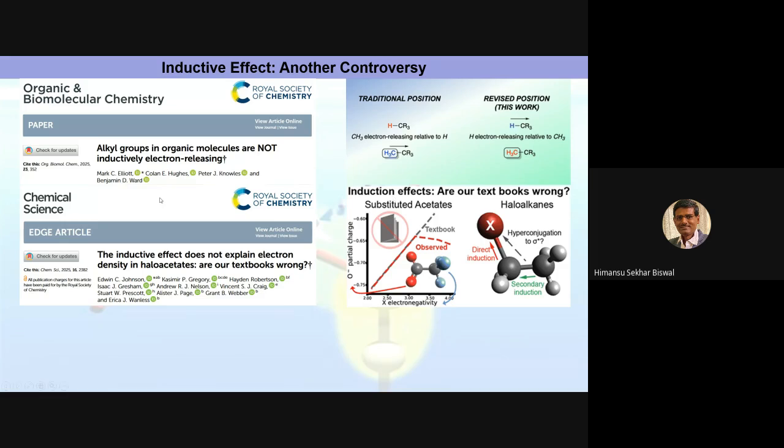And there is also another paper in Chemical Science, which is a very good journal. They said actually that the induction effect in our textbooks is wrong. They found some relation with hyperconjugation. They're saying the charge development on carbon due to the methyl is not because of the plus I effect. It could be because of hyperconjugation.